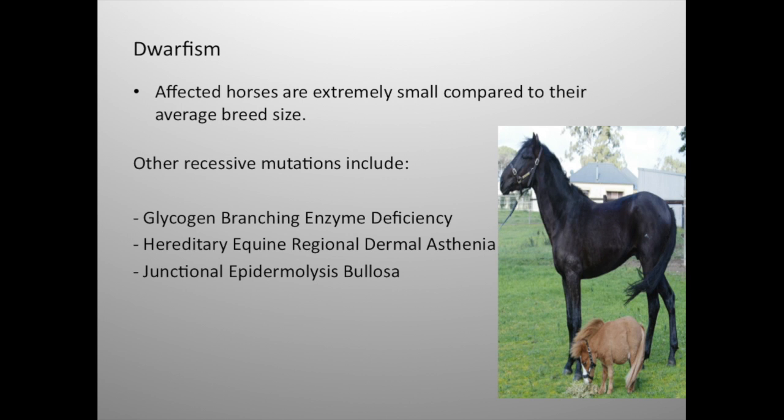Another example is dwarfism. Foals that are affected are born extremely small compared to their average breed size. There are some variations of this, which I suggest you look up at a later time. But in this picture, you can see that the horse is significantly smaller than the normal horse. Now, others include glycogen branching enzyme deficiency, hereditary equine regional dermal asthenia, it's a tongue twister, and junctional epidermolysis bullosa. Now, I certainly cannot discuss all of them in this lecture, but I do suggest that you look them up at a later time too.